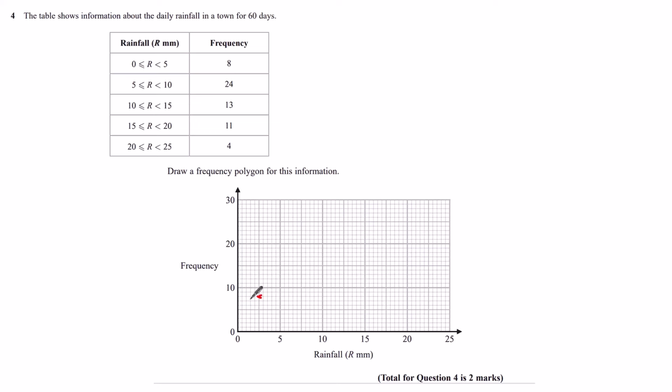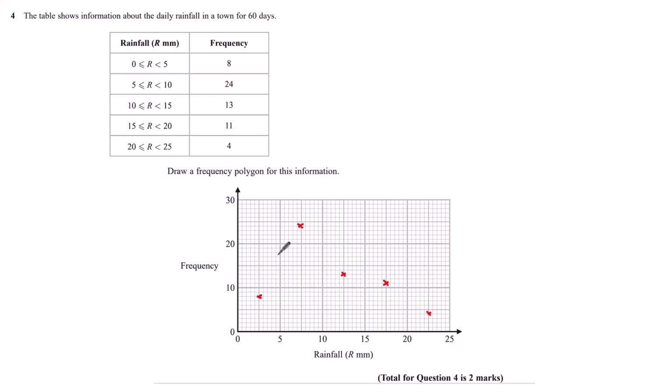My second point is halfway between 5 and 10, and so again I can go to my axes halfway between 5 and 10 and go up to 24 and put my second point. Then between 10 and 15 I need to go up to 13, 15 and 20 I need to go up to 11, and then 20 and 25 in the middle I need to go up to 4.